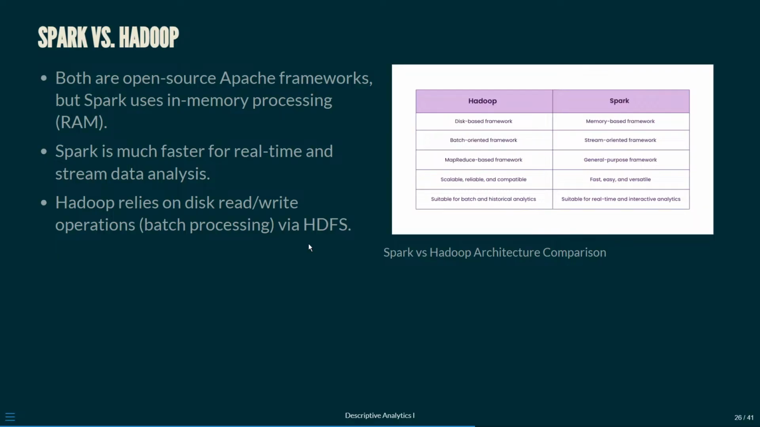Hadoop is scalable, reliable, and compatible with most systems, whereas Spark is just fast, easy, and versatile. And Hadoop is suitable for batch and historical analytics, especially for large datasets with temporal perspectives, whereas Spark is suitable for real-time and interactive analytics.